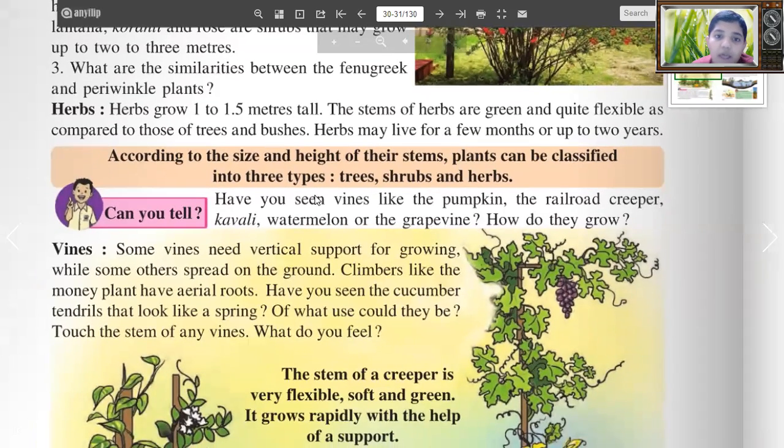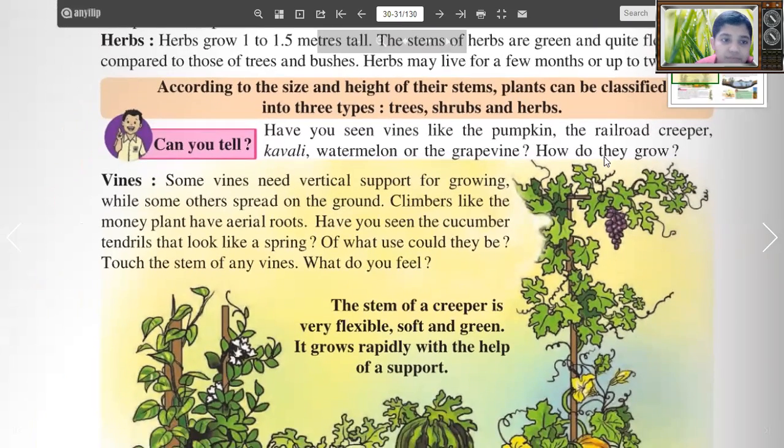Can you tell? Have you seen vines like the pumpkin, the railroad creeper, watermelon, or the grapevine? How do they grow? Vines. Some vines need vertical support to grow, while some others spread on the ground. Climbers like the money plant have aerial roots.